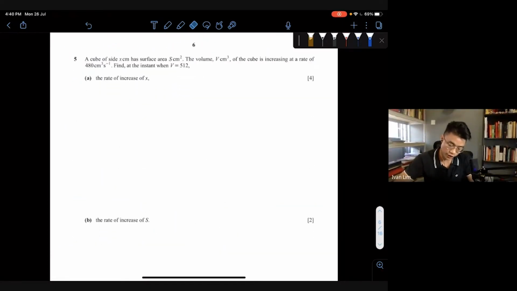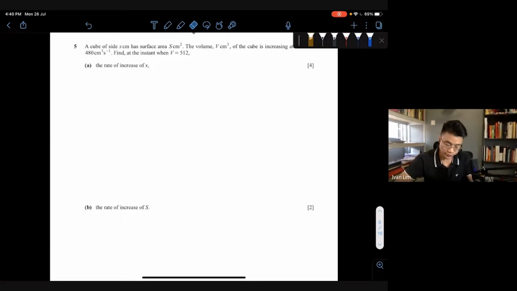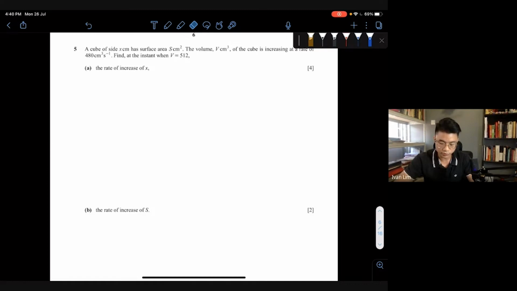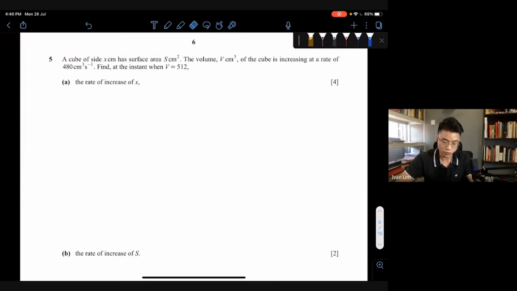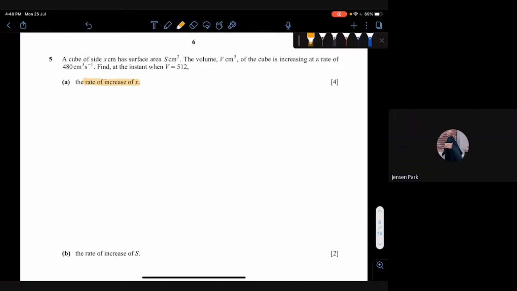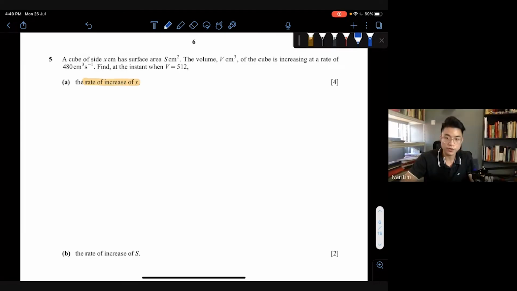Let's move on to question 5. A cube of side x cm has surface area s cm squared. The volume v cm cubed of the cube is increasing at a rate of 480 cm cubed per second. Find, at the instant v equals 512, the rate of increase of x. So, keyword here, what is rate? What do we want to find? Rate of increase of x.